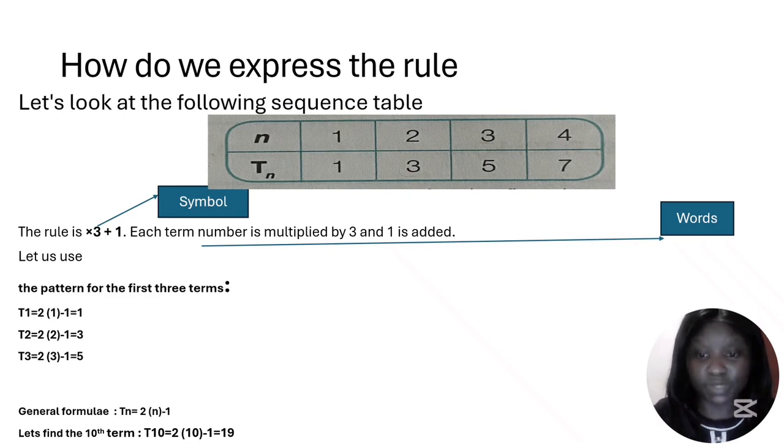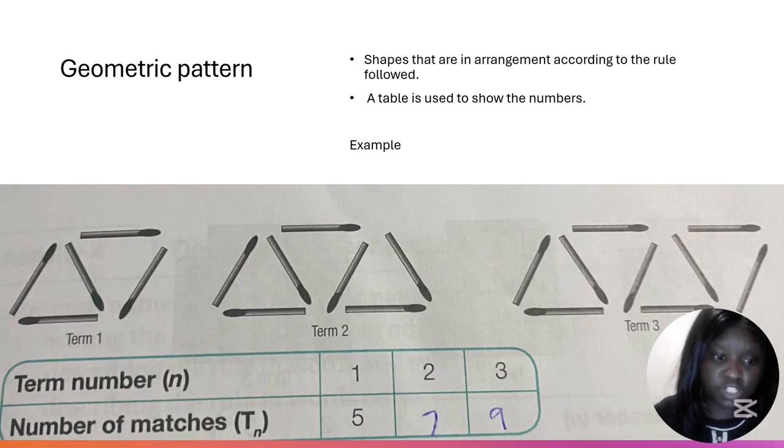Finding the 10th term is very easy. You just put your 10 in the bracket, you times it by 2. That gives you 20 minus 1, which is the general term, equals 19. Then remember, this is our geometric pattern, right? Very simple as you see it.